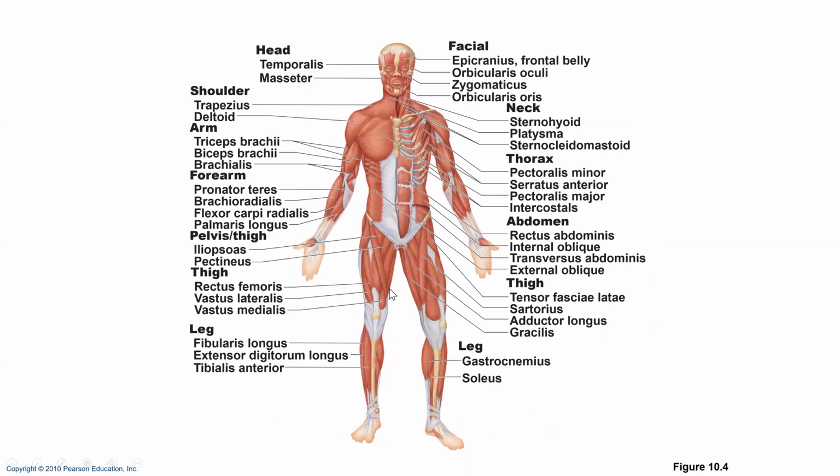Now on this diagram, you can see an anterior view of a person. On the right, we can see superficial muscles, and on the left, we see deeper muscles. Now we have 650 muscles, and one reason why we have so many is because muscles are in layers. We have superficial, we have intermediate, we have deep muscles.